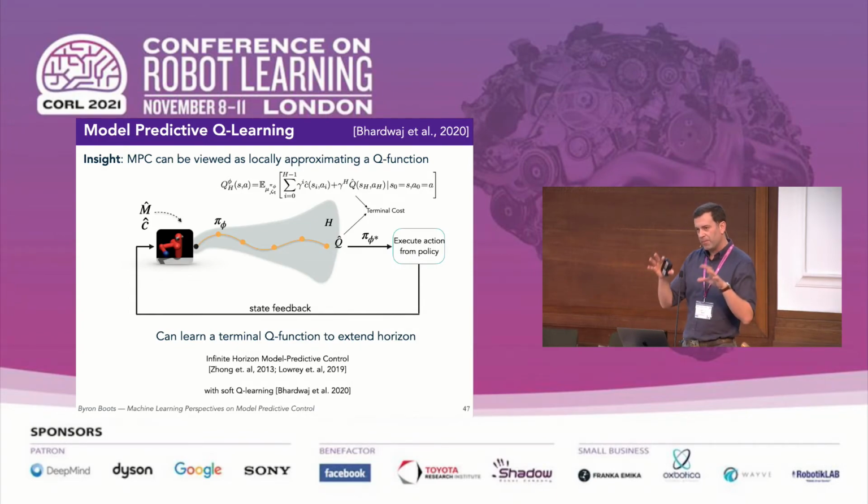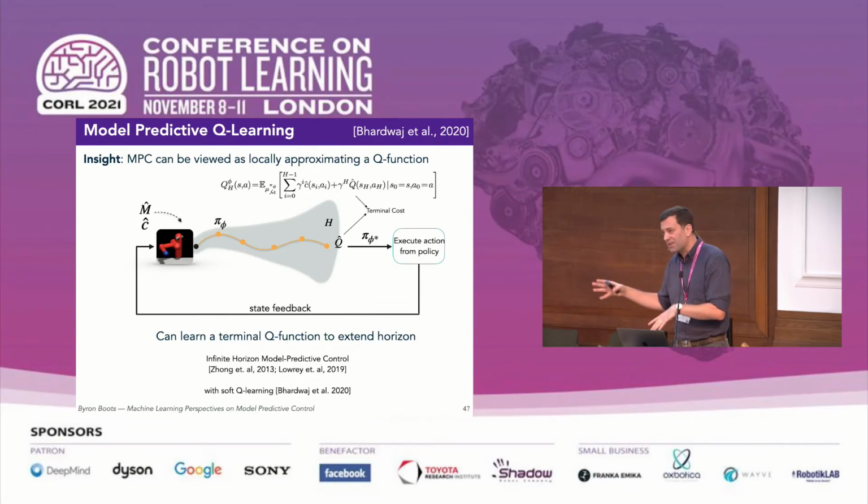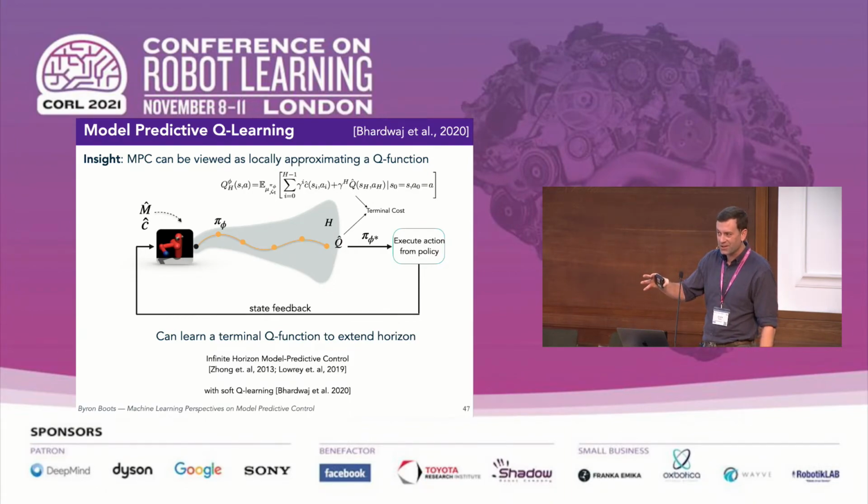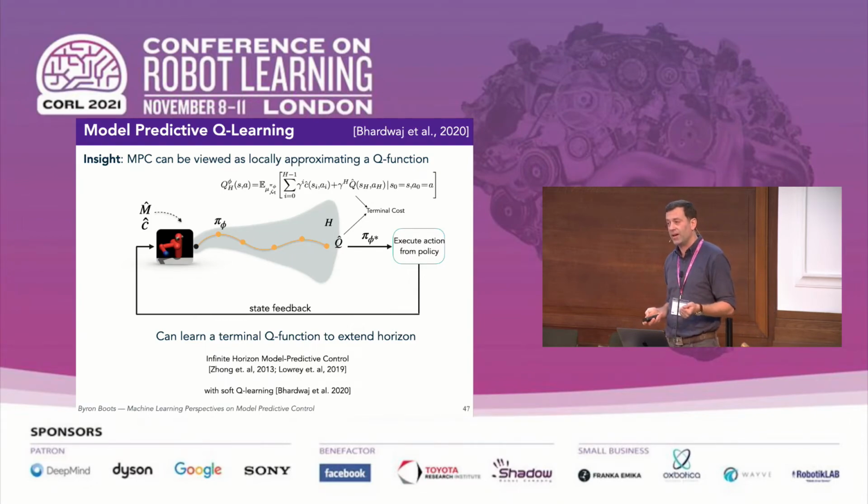So the key to overcoming the challenge of a finite horizon without actually extending the horizon is to just pack all the expected cost to go into the terminal cost or Q function. So this is the basis for so-called infinite horizon MPC. And what we can do is, while we're running MPC, we can collect data and use reinforcement learning to estimate the Q function for this terminal cost.